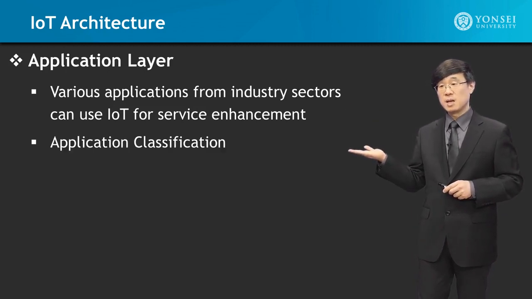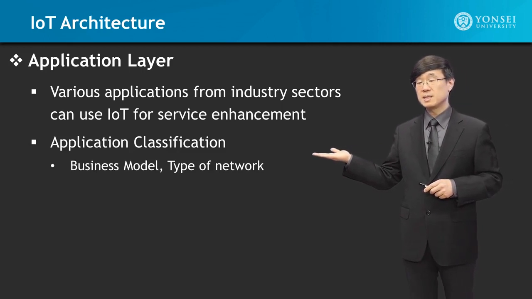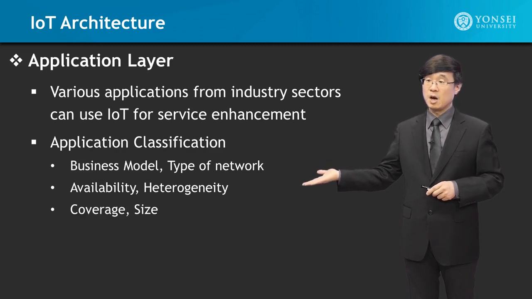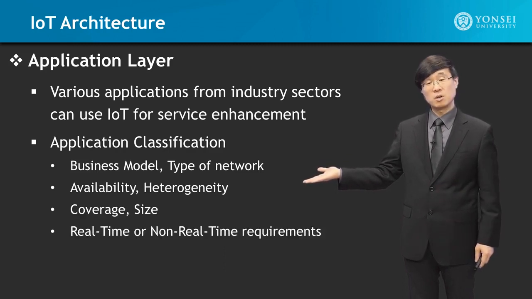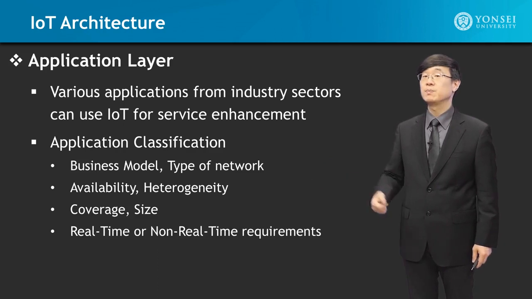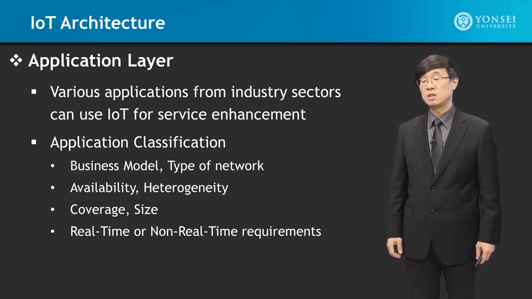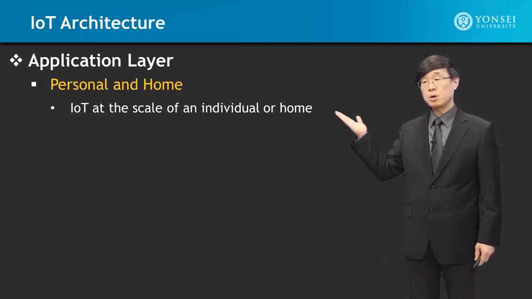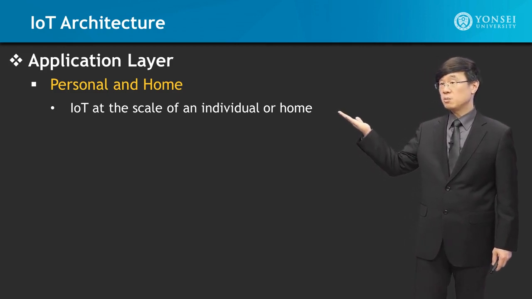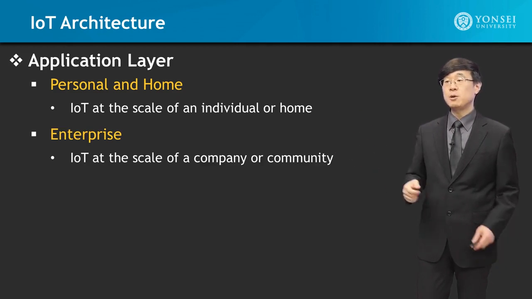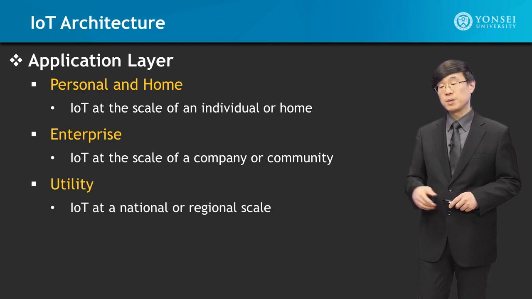Application classification can be based on model of the business, type of the network, availability, heterogeneity, coverage, size, and real-time or non-real-time requirements. These are the classification basis that will tell you how to divide. Then, personal and home, for example, you know what is needed here, as in terms of the IoT at a scale of individuals or homes. Then we have enterprise, IoT at a scale of a company and a community.